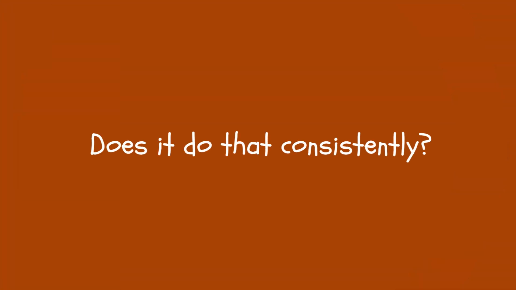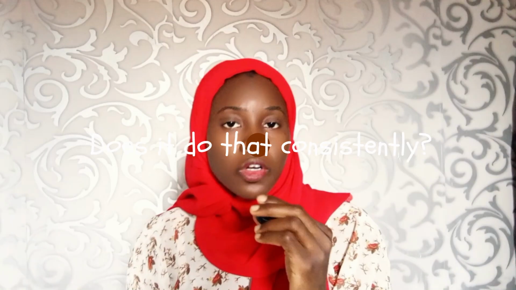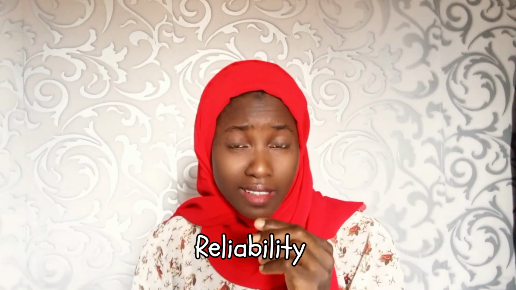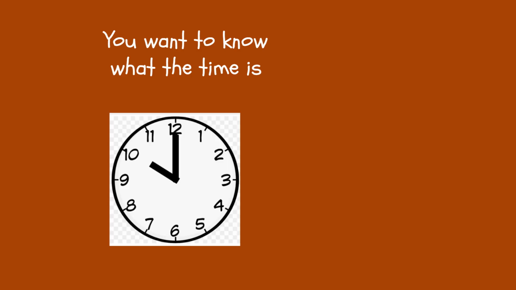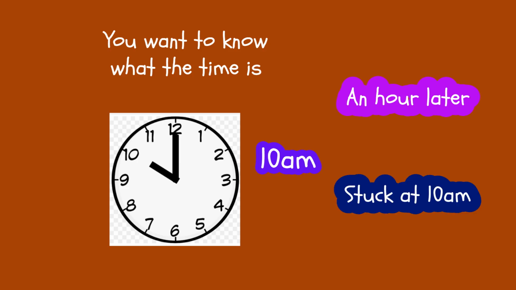The next question is, does it do that consistently? That is what we call reliability. Now, back to the clock analogy. Let's say you want to know what the time is. So you pick up a clock, you check the time, and it is 10 a.m. You went where you want to go, you came back an hour later and checked again. The clock is stuck at 10 a.m. You check it against other clocks.